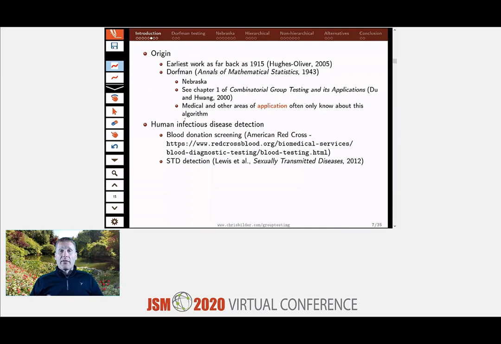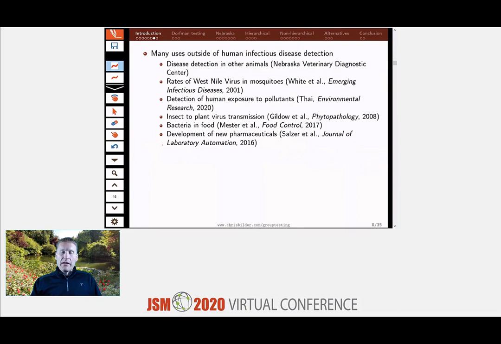Group testing has a wide variety of applications right now. One of the biggest is with respect to blood donation screening. For example, the American Red Cross uses groups of size 16 with Dorfman's original idea to test for HIV, hepatitis B, hepatitis C, and West Nile virus. There are many applications outside of human infectious disease detection. For example, disease detection in animals, detecting bacteria in food, and the development of new pharmaceuticals, where group testing is being used now.